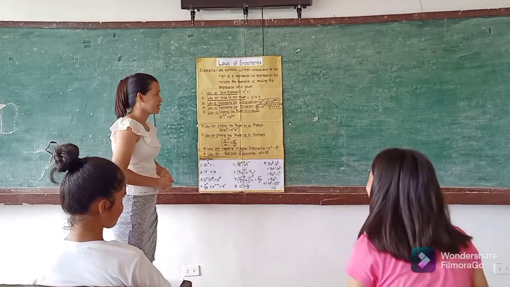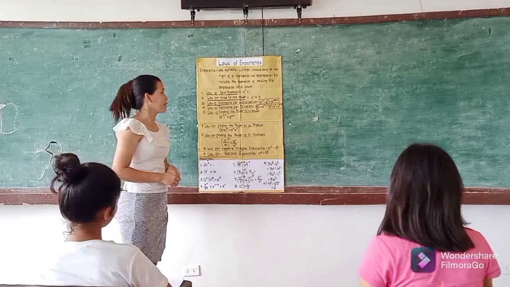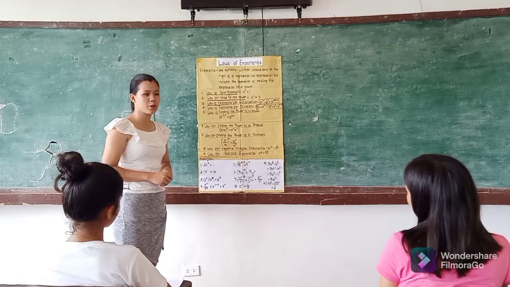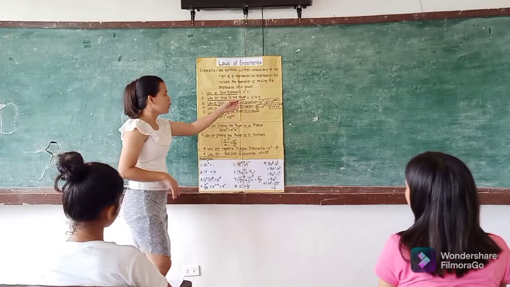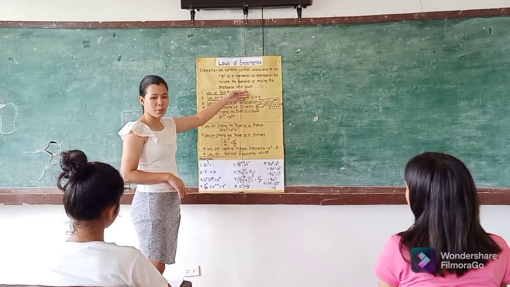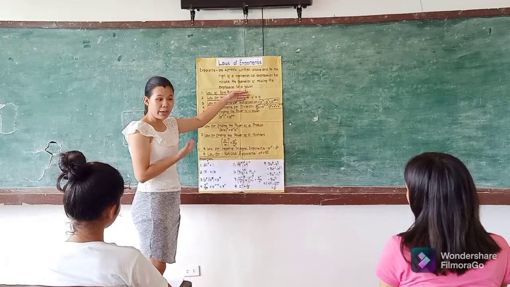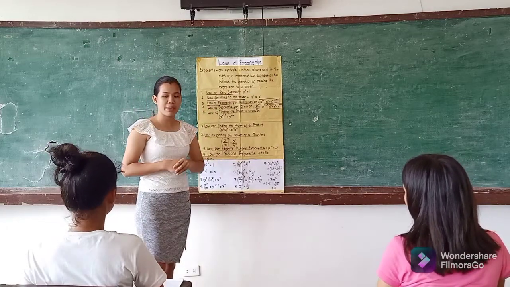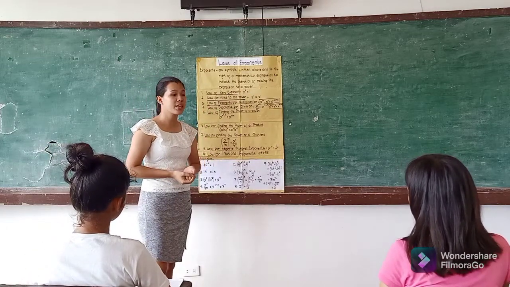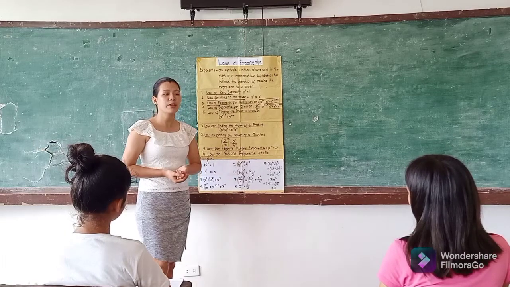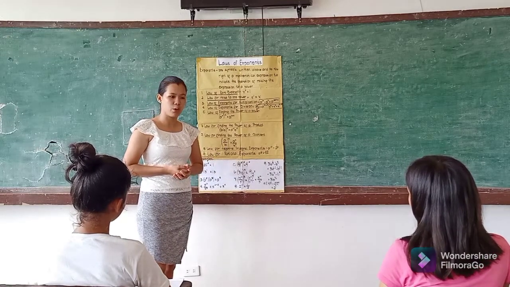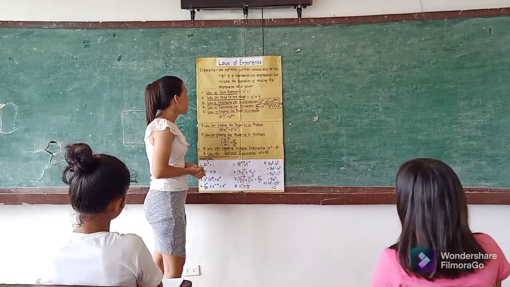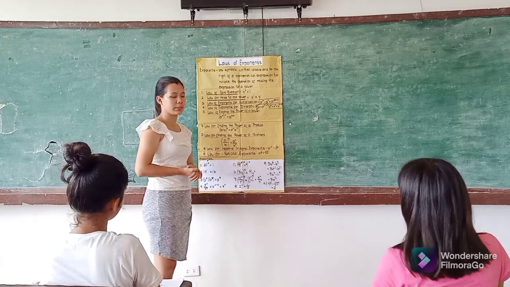So, exponents are the symbols written above and to the right of a mathematical expression. For example, you can see this. Okay, this is our exponent. Okay, very good. So, in simplifying mathematical expressions with exponents, we need to follow laws or rules in simplifying those expressions. So, we have here 9 laws.